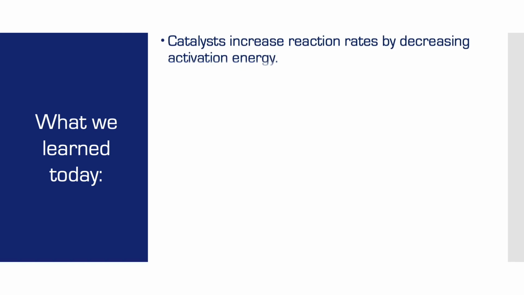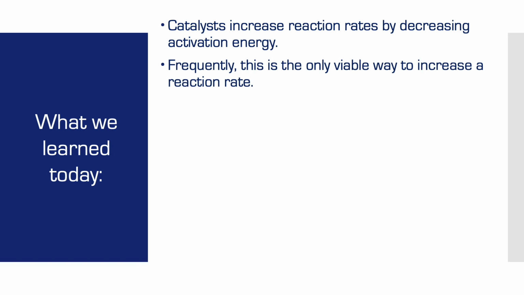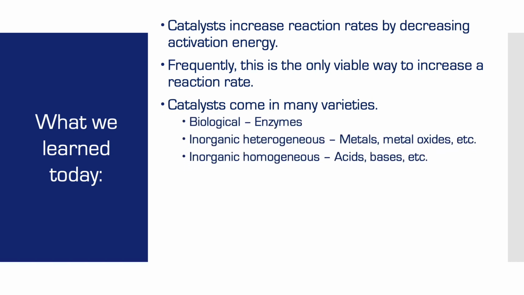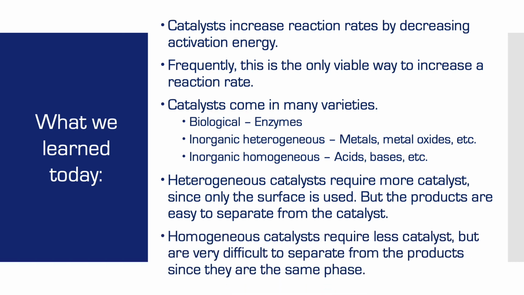So what did we learn today? Catalysts increase reaction rates by decreasing activation energy. Frequently, this is the only viable way to increase a reaction rate. Catalysts come in many varieties: biological, enzymes, inorganic, heterogeneous, metals, metal oxides, etc., and inorganic, homogeneous, acids, bases, etc. Heterogeneous catalysts require more catalyst since only the surface is used, but the products are easy to separate from the catalyst. Homogeneous catalysts require less catalyst, but are very difficult to separate from the products since they are the same phase.